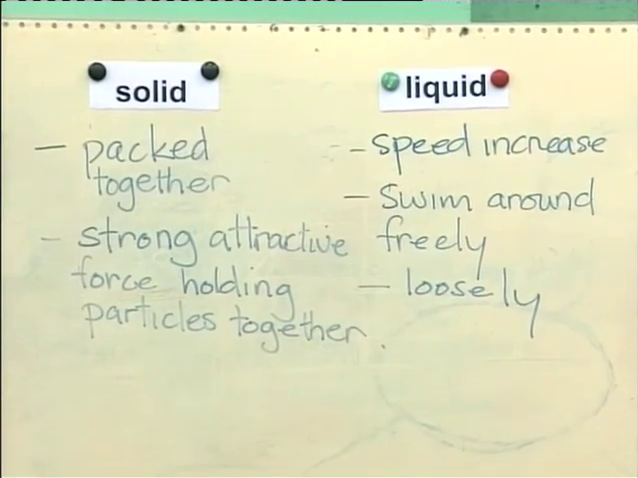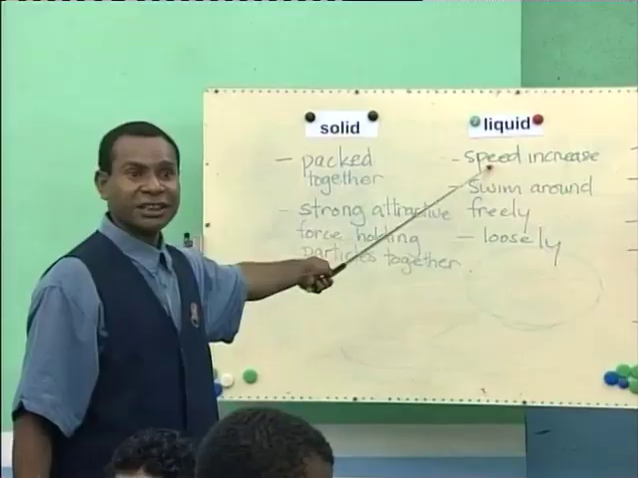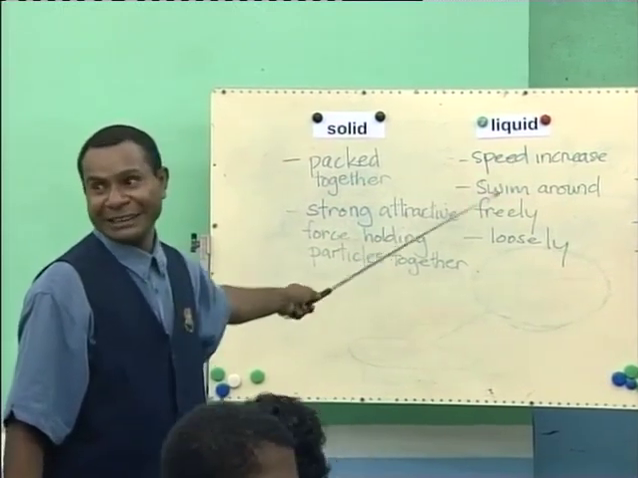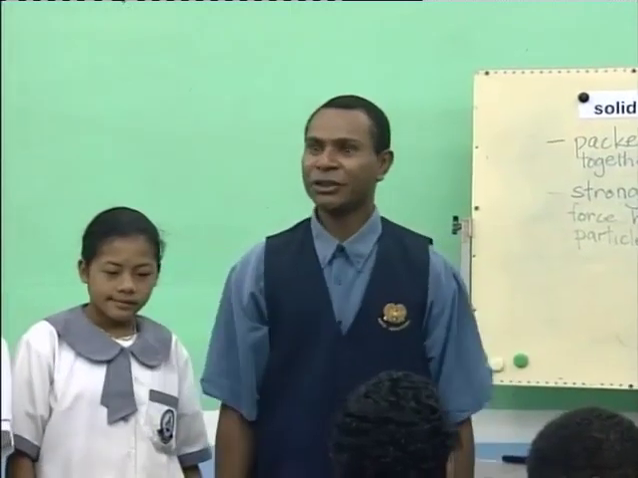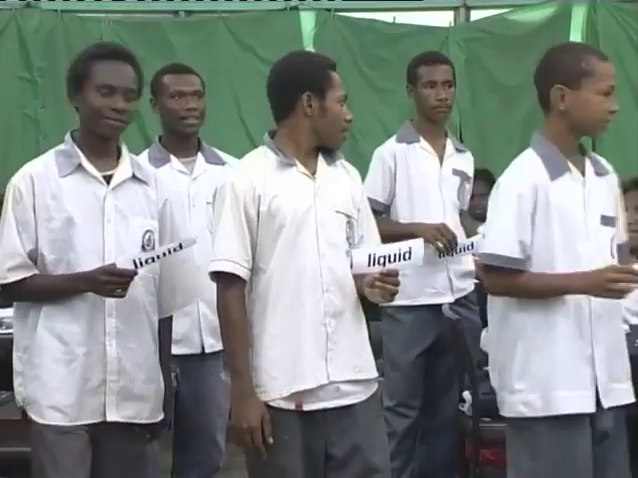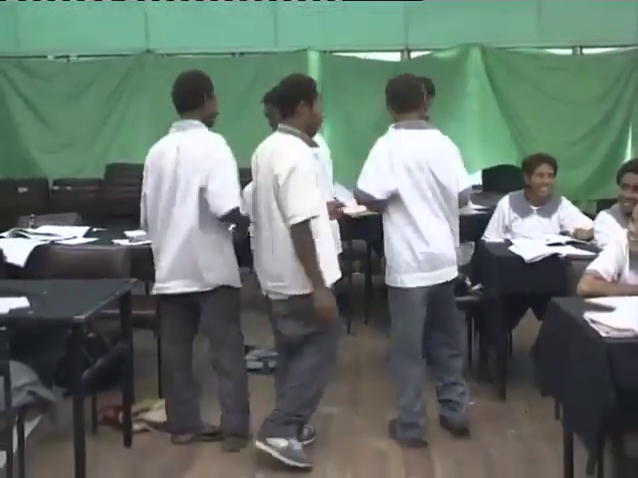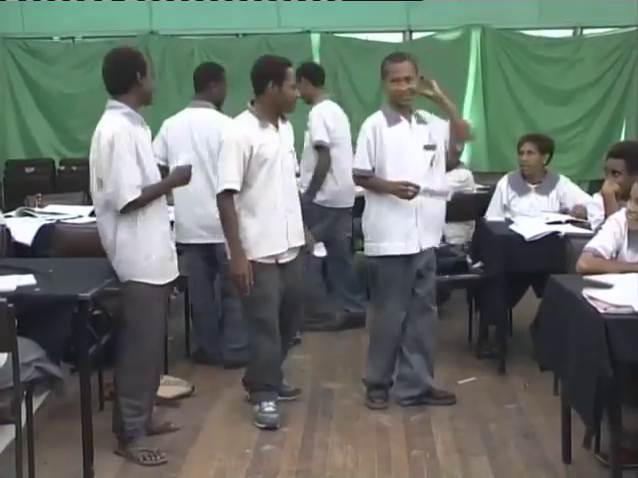Now when heat is applied, when liquid is heated, their particles what? Increase speed and they swim freely. Okay guys, now you are heated. Show us how the particles of liquid would move. They're spinning and they also swim freely or move freely.